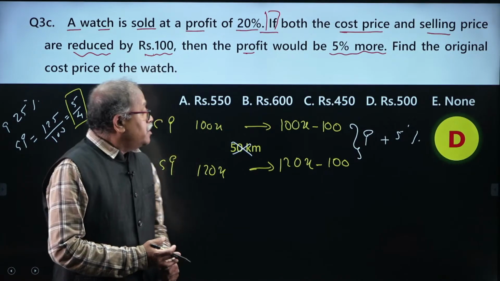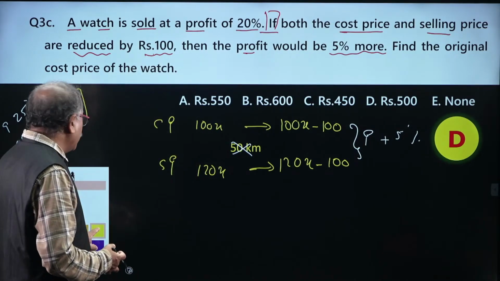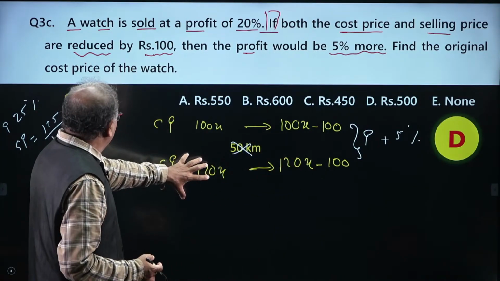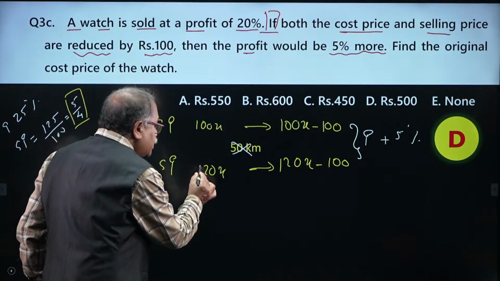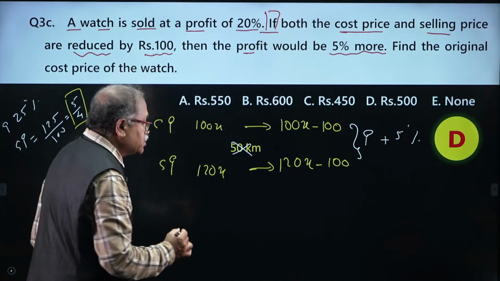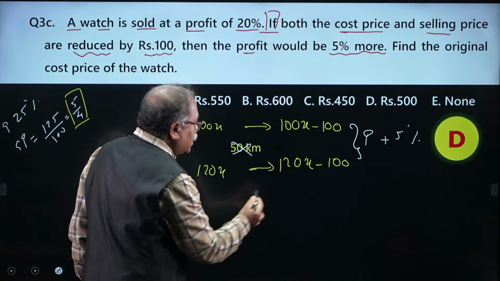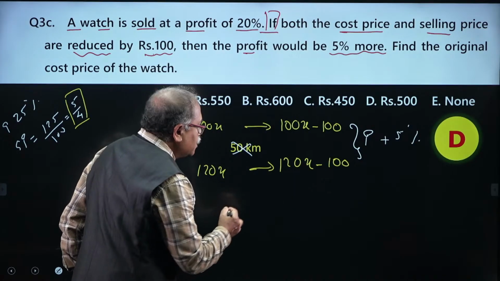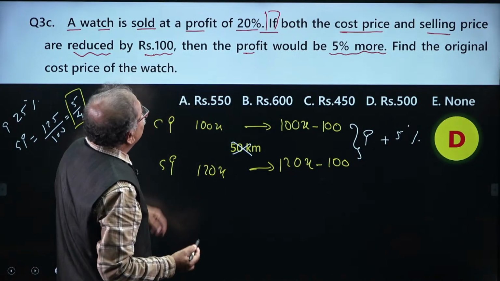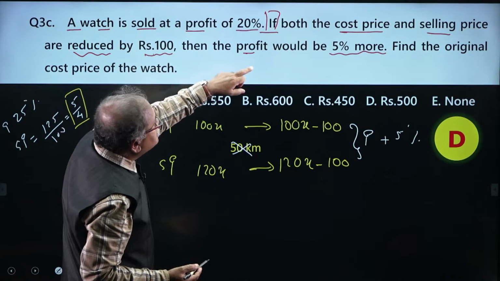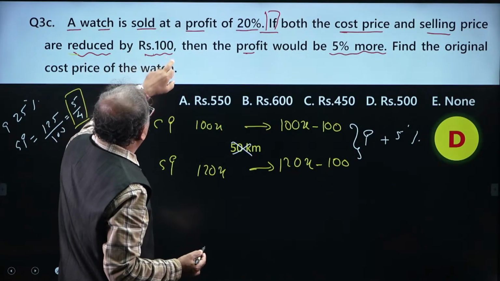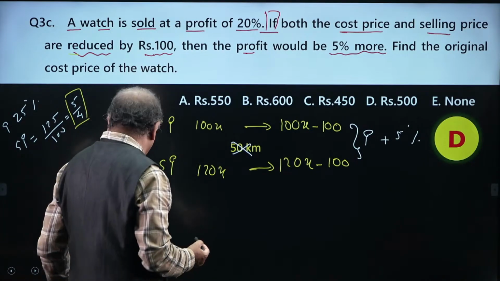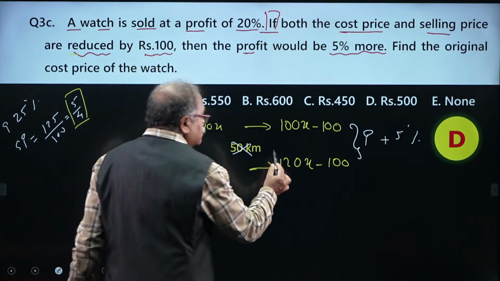Okay. So, now the selling price is 125% of the cost price. So, what is the cost price? 120x minus 100, and this is what the selling price is. If the selling price is reduced by 100, this is what the new selling price is.